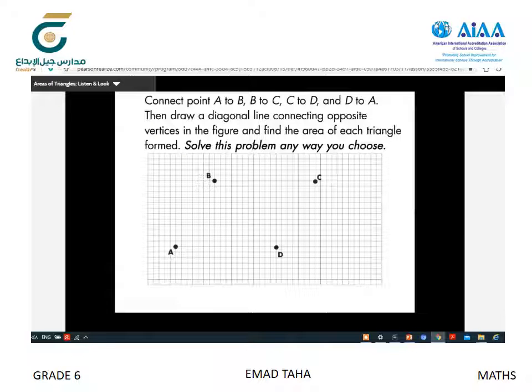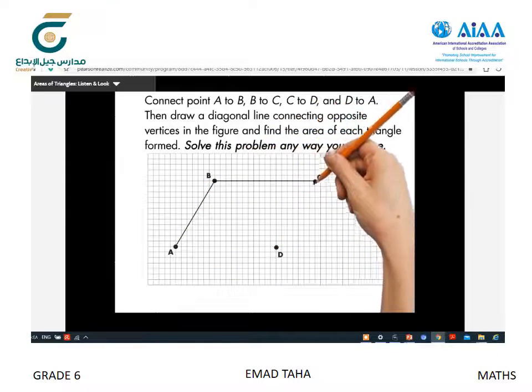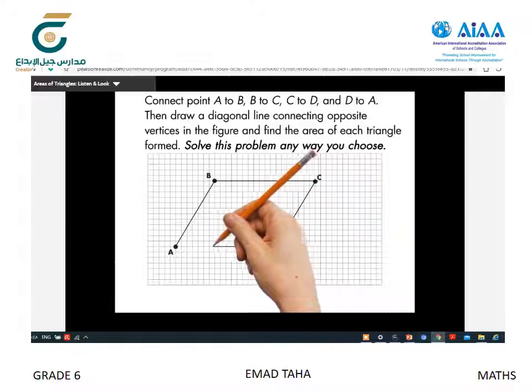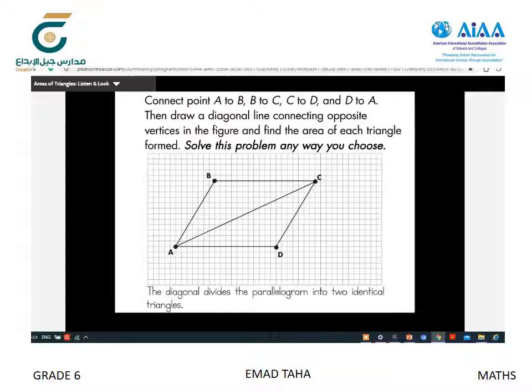This problem is key because students decompose a parallelogram into two identical triangles and use any method they choose to find the area of each triangle. This gives teachers the opportunity to see if students can relate the area of each triangle to the area of the parallelogram. Listen and look for students who connect the points to form parallelogram ABCD. Draw a diagonal. And observe that the diagonal divides the parallelogram into two identical triangles.